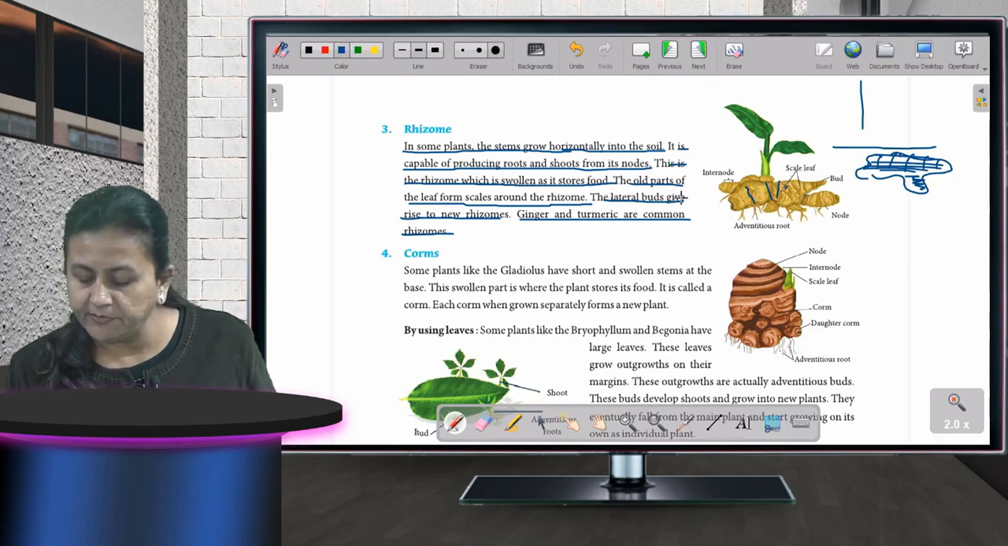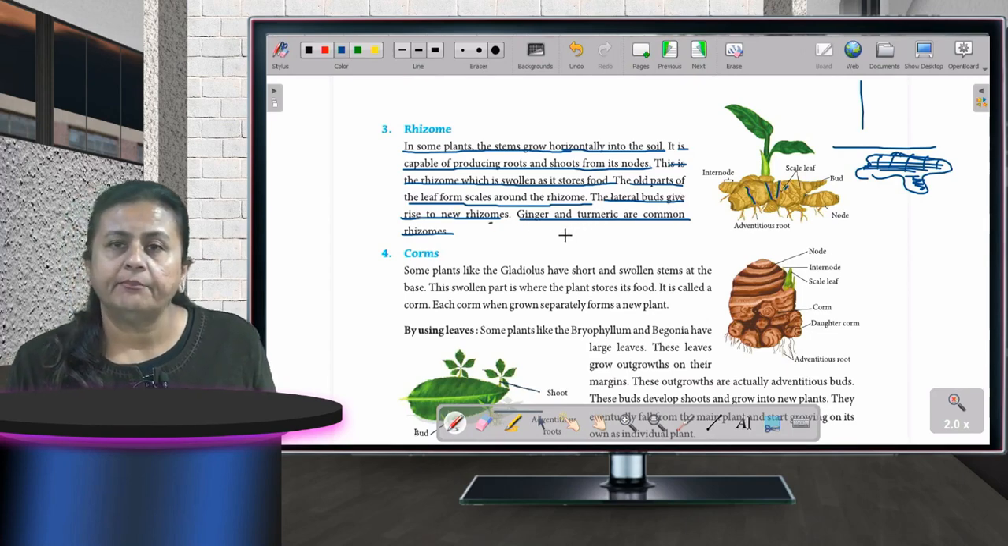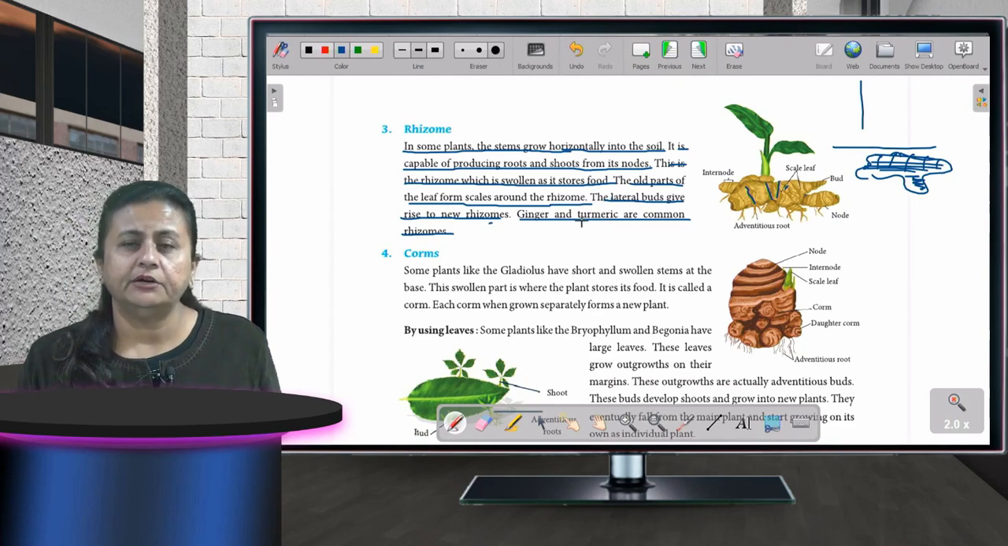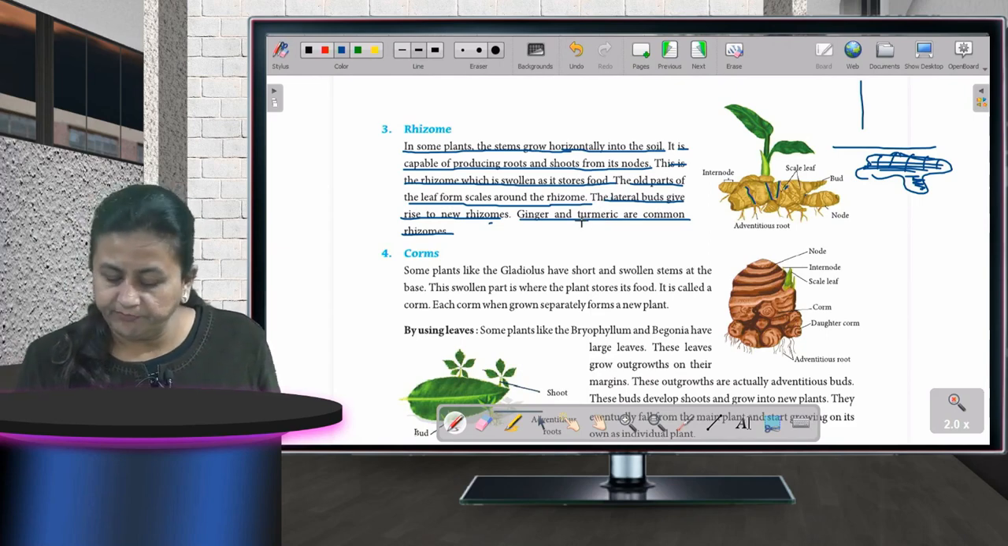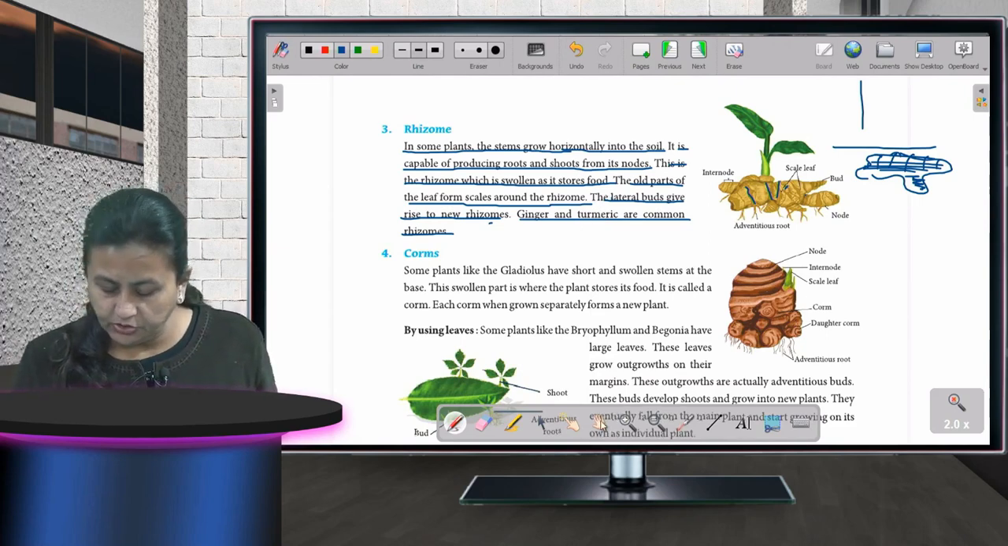The lateral buds give rise to new rhizomes. A beautiful example is ginger and turmeric. Turmeric hoti hai haldi aapki. Okay. Then if we talk about corms.